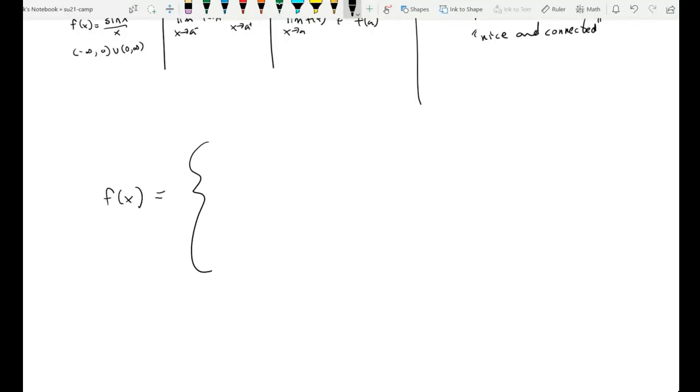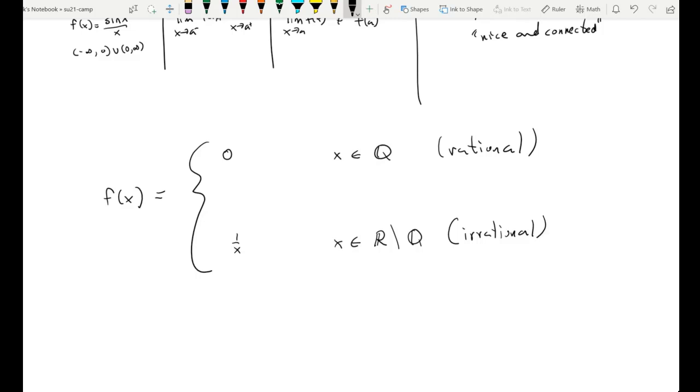But here's an example. If x is a rational number, we define the function to be 0. So I'm using a piecewise function. And if x is a real number that's not rational, so x is irrational, we define the function to be, let's say, 1 over x. Or, sorry, just x.